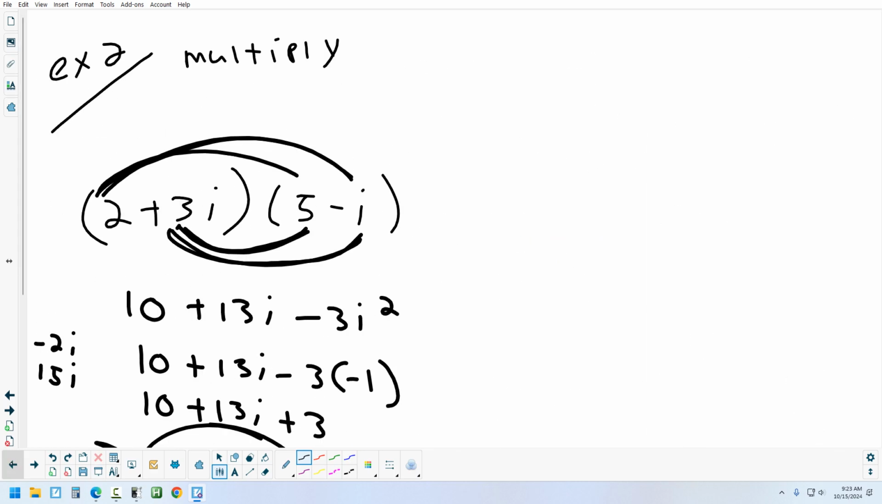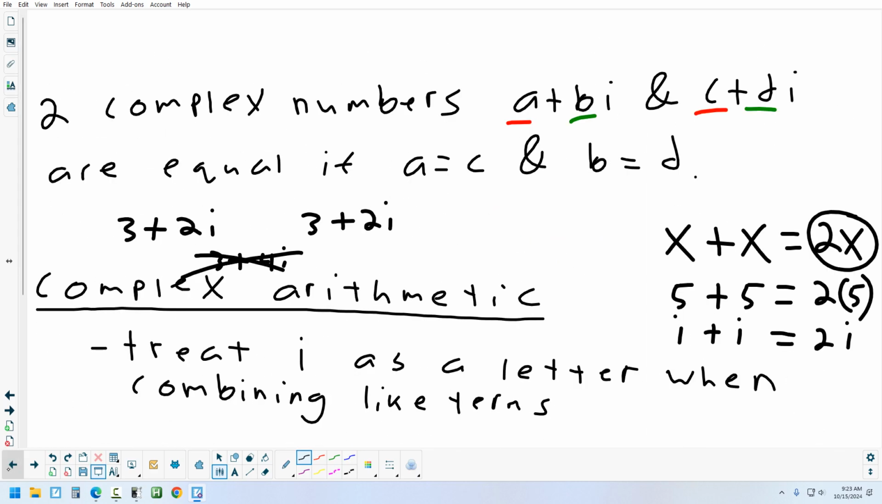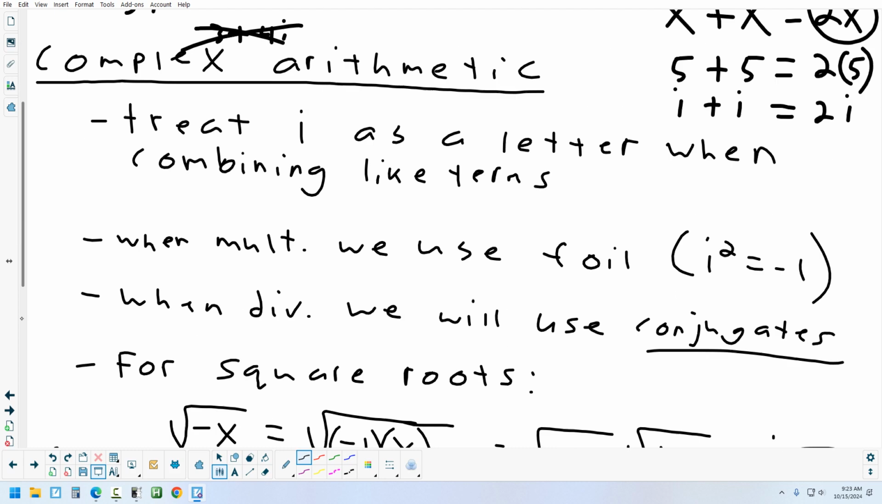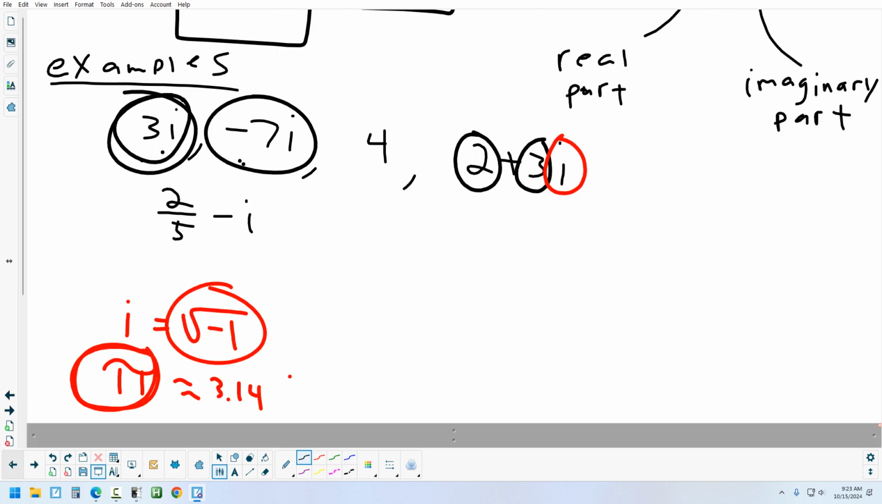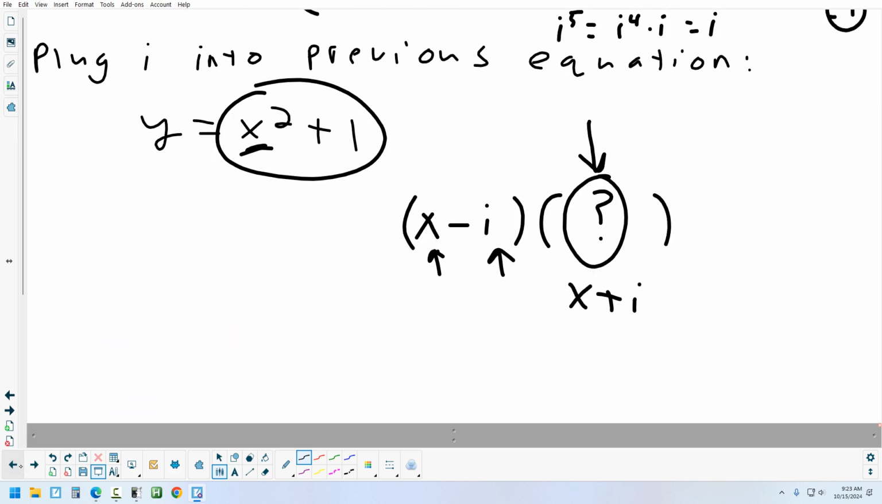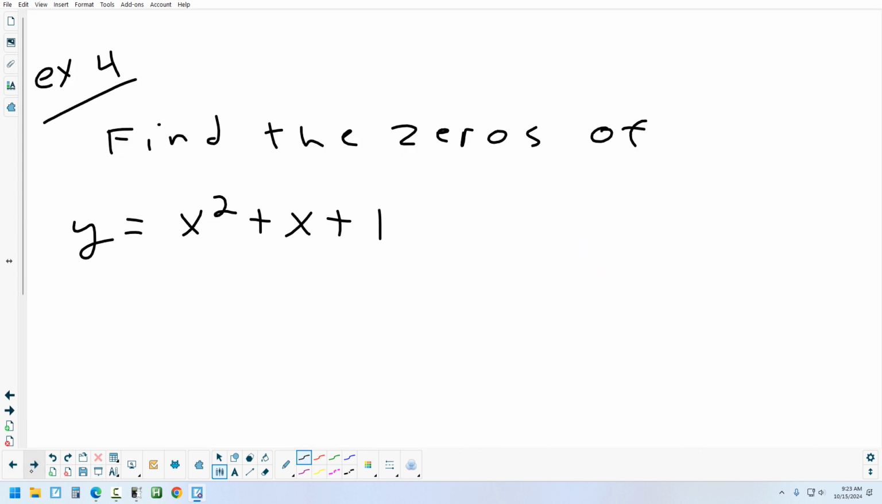Because trying to factor with imaginary numbers sometimes confuses people. That's kind of what I was doing right here: x plus i and x minus i. Let's go to quadratic formula.